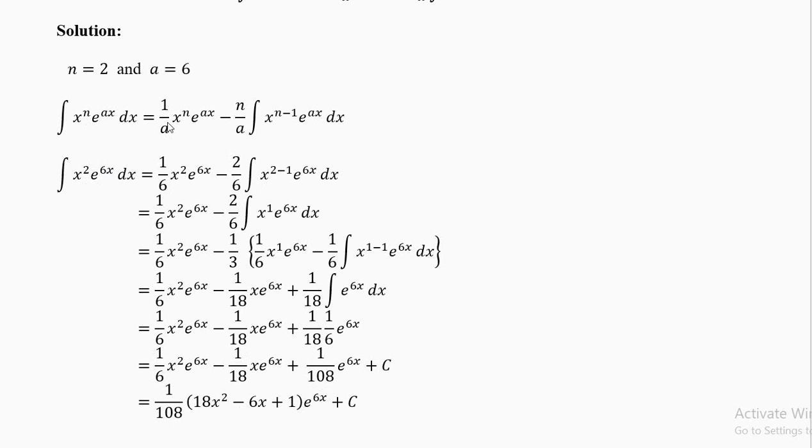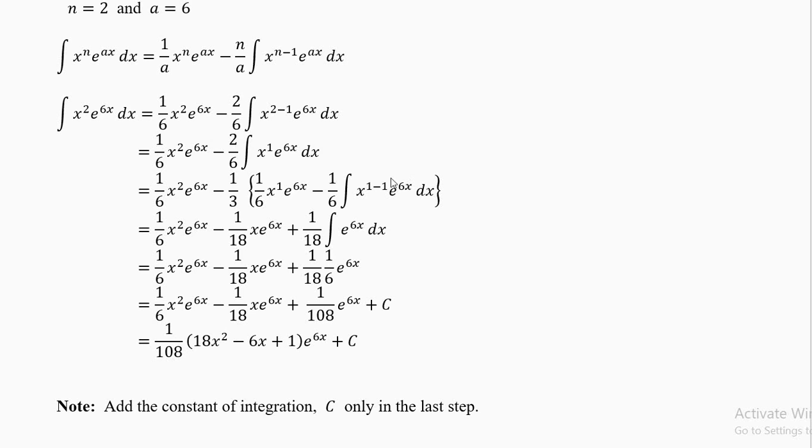What's the formula? 1 over a x power n e power ax. So 1 over 6 x power 2 e power 6x, minus n by a. n is 2, a is 6. Just write it like that. x power n minus 1, x power 2 minus 1 here inside the integration, e power 6x. e power 6x is not going to change at all. Only the outside power will change. 2 minus 1 is 1. This is it. 2 by 6 is 1 by 3. If you want, you can simplify it in the next step.